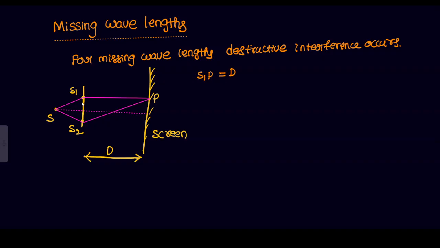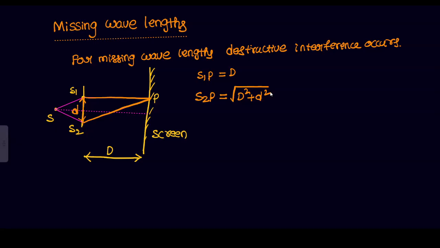Now the distance between these two slits is small d. So look, this is capital D, this is small d. Now this is the hypotenuse. So how much is the S2P distance? S2P is the hypotenuse, square root of what? D square plus small d square.